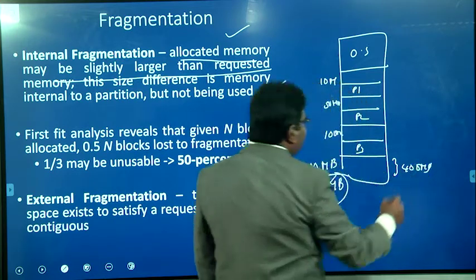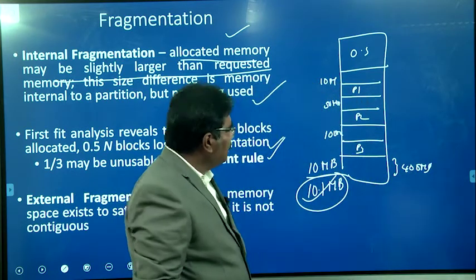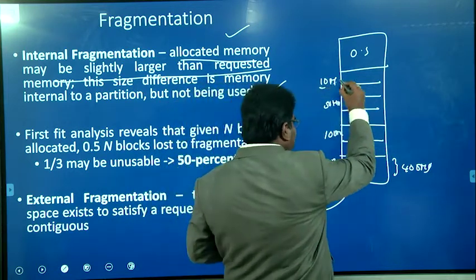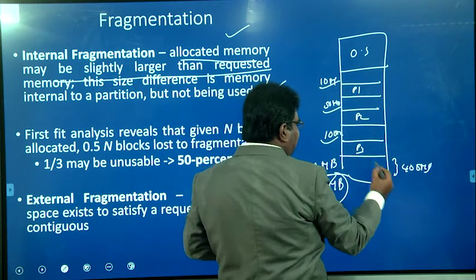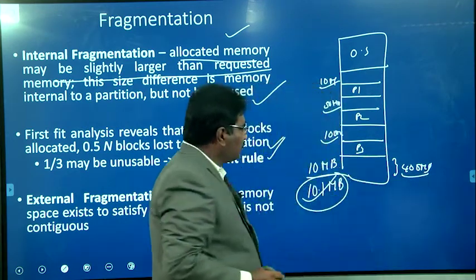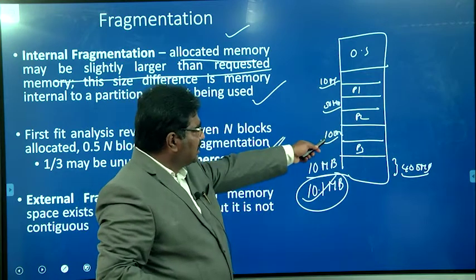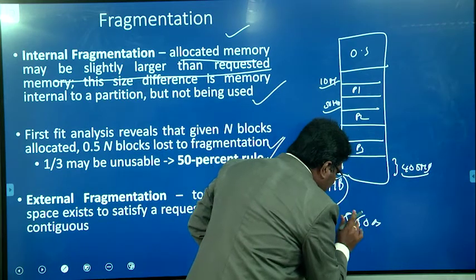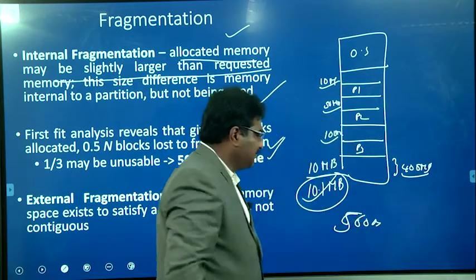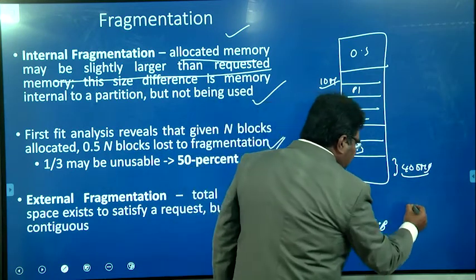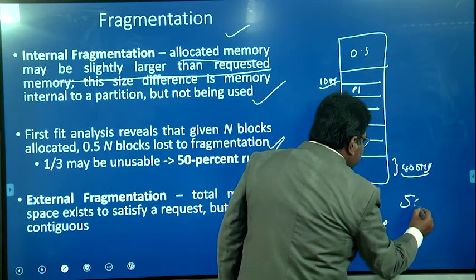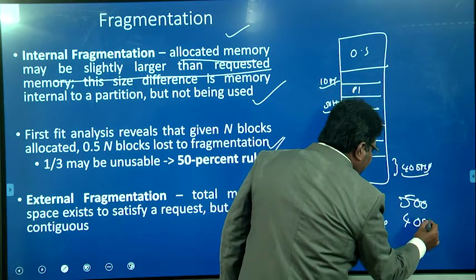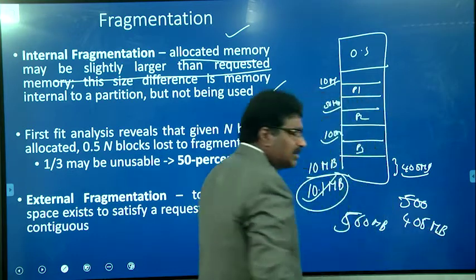So we are assuming that there are three processes in the primary memory, P1, P2, P3, and a total of 4 free holes are available. One is 10 MB, another is 50 MB, another is 100 MB, and another is 400 MB. What is the total free space available? 400 plus 100 is 500, plus 60, that is 560 MB of free space. So the total free space available is 560 MB. We assume that a process arrives whose size is only 405 MB.